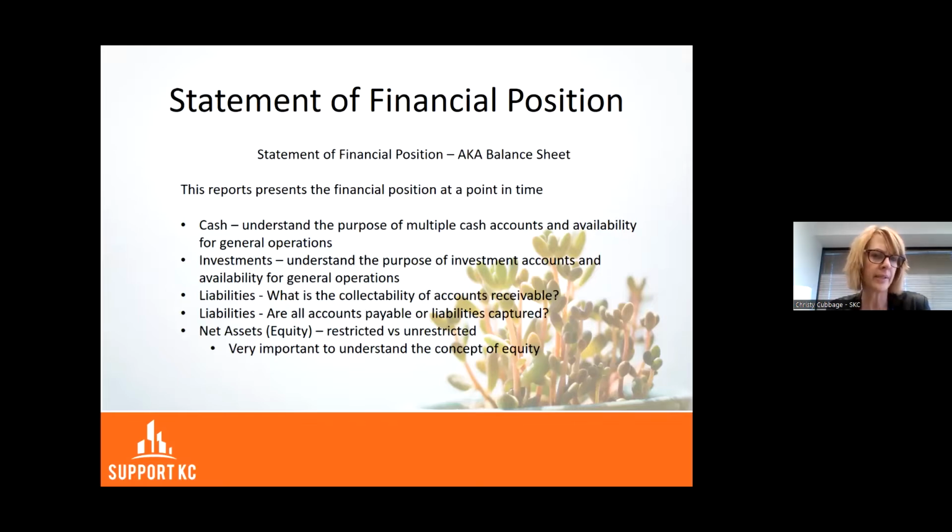Investments are very much the same way. You might have an investment account that the board has decided just to set some extra money in that is free to spend how the board wants it. Or your investment account could be an endowment and I can't touch the principal of that account. So there's layers to each of these accounts on this balance sheet. So understanding what they're for is really important.